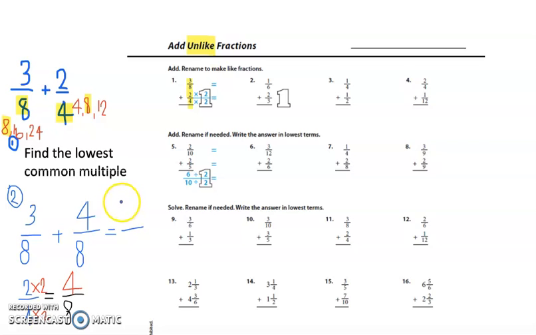So 3 plus 4 is 7. And what is my denominator? 8. So that's going to be my answer. So 3 over 8 is 3 over 8. I don't need to do anything because it's already in 8. However, my second fraction, I need to multiply 2 by 2, which is 4, and also do the same for the denominator, which will give me 8. And then now add these two numbers, and my final answer is 7 out of 8.